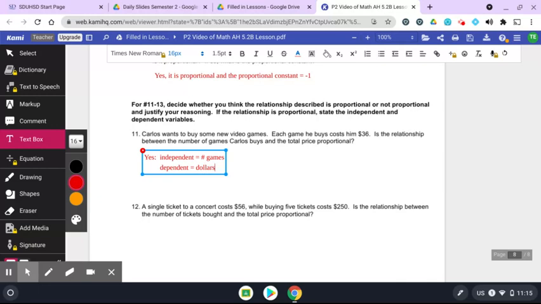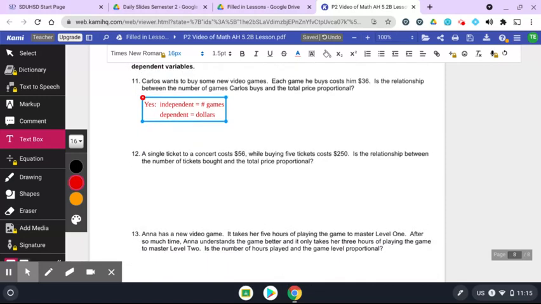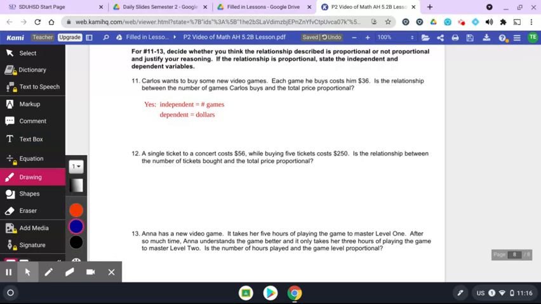Okay, a single concert ticket costs $56, while buying 5 tickets costs $250. Is it proportional? All right, let's look if they reduce. $56 for 1 ticket. And we have to figure out $250 for 5 tickets. Okay, so the first one's already reduced. You can't reduce that more.